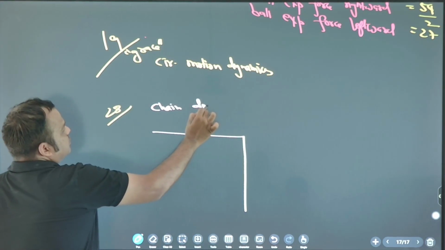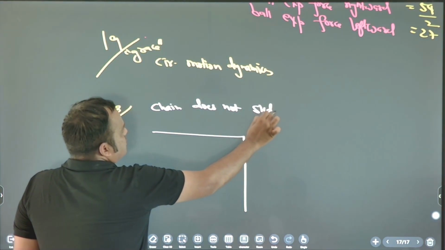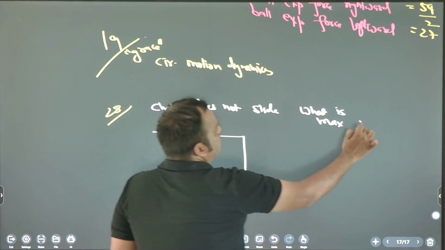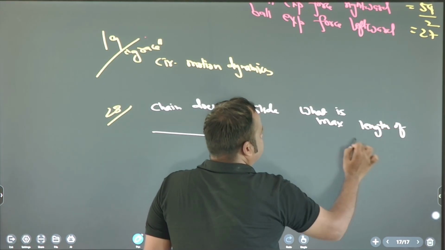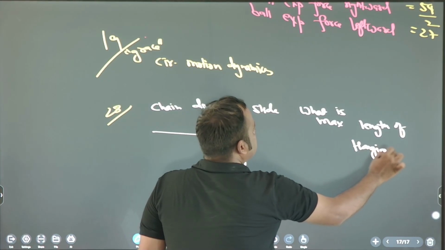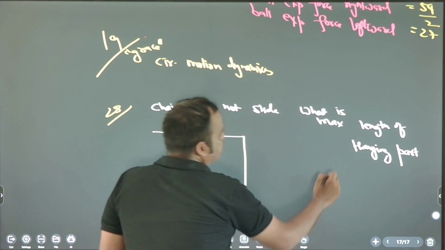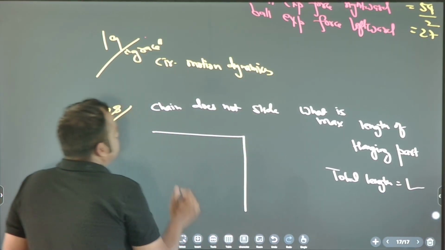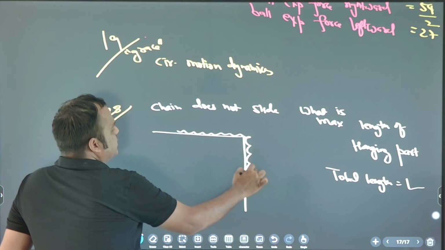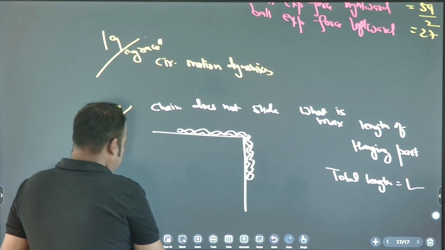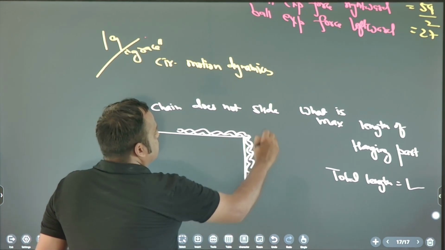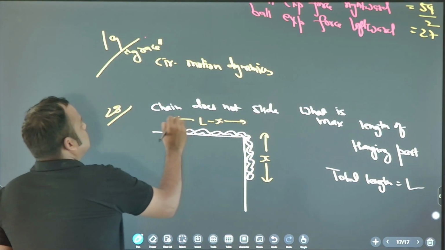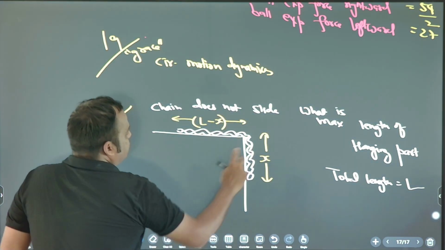What is the maximum length of the hanging part? Total length is L, capital L. So some part is resting, some part is hanging. We have discussed this. What is the length of the hanging part? Length of hanging part is X. So what is the length of the resting part? L minus X.